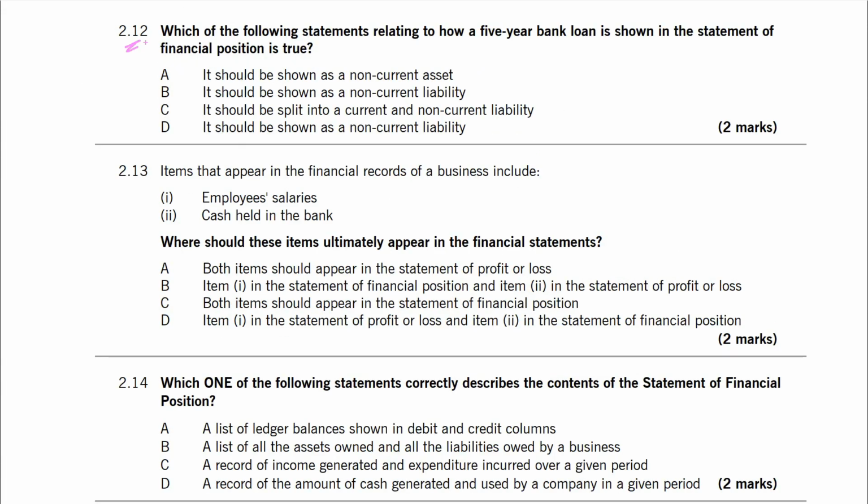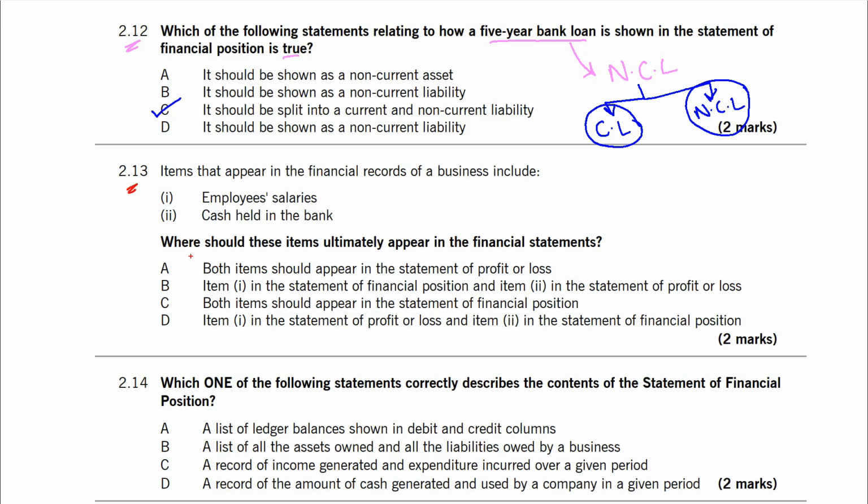Our next question is question 12. Which of the following statements relating to the 5-year bank loan shown in the statement of financial position is true? So as you can see, it's a 5-year loan, so it will be categorized as a non-current liability. But in our lecture, I told you that we will split our non-current liability into two parts. One will be current liability and the other part will be non-current liability. So it should be split into current and non-current liability. The first is the one which we have to pay within 12 months, and the second is the one which we have to pay later than 1 year.